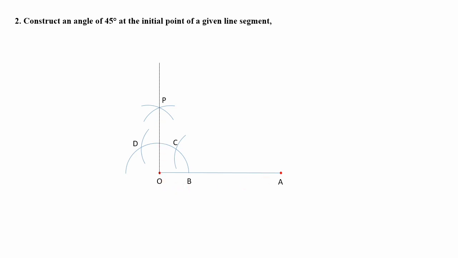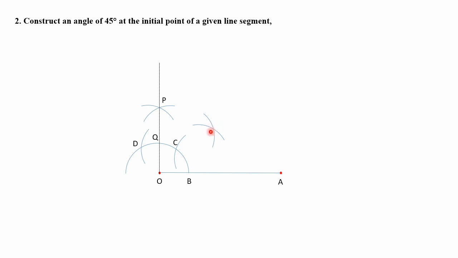This angle AOP is 90 degrees. Actually we don't want 90 degrees, we want 45 only. So we have to bisect between this point and this point. This is our 0 degree and this is our 90 degree. When you bisect 0 and 90 you will get 45 degrees. So let's take this point as Q. You can take any radius, fix the compass at B, draw an arc, and fix the compass at Q using the same radius, cut it.